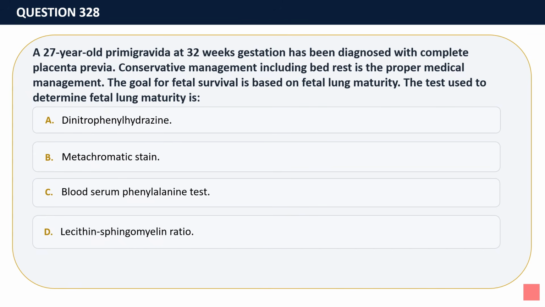Question 328. A 27-year-old prima gravida at 32 weeks gestation has been diagnosed with complete placenta previa. Conservative management including bed rest is the proper medical management. The goal for fetal survival is based on fetal lung maturity. The test used to determine fetal lung maturity is: A. Dinitrophenylhydrazine. B. Metachromatic stain. C. Blood serum phenylalanine test. D. Lecithin-sphingomyelin ratio.